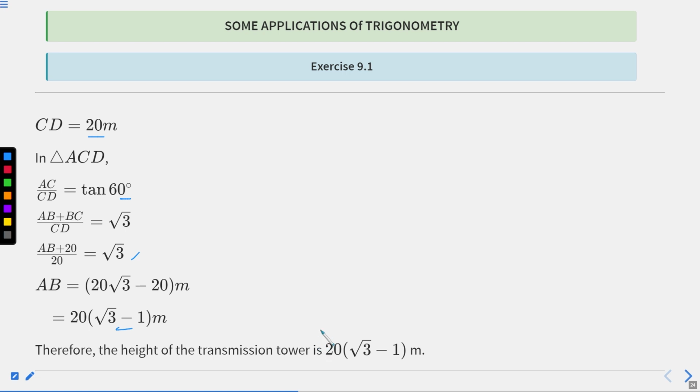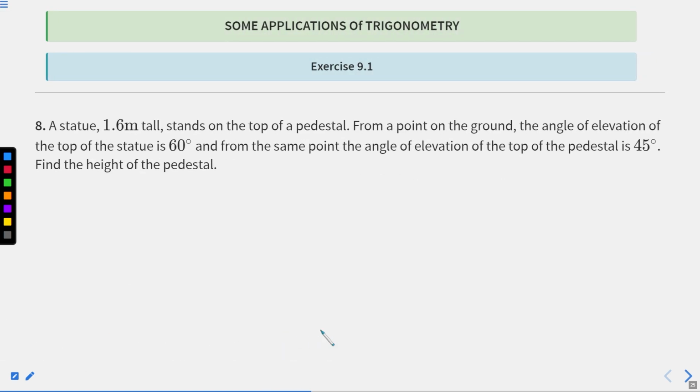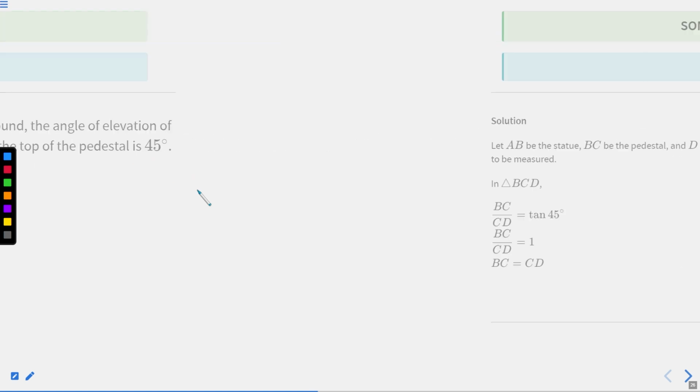And now let us move to the next exercise. Here we have a statue 1.6 meter tall that stands on the top of a pedestal. From a point on the ground, the angle of elevation of the top of the statue is 60 degree, and from the same point, the angle of elevation of the top of the pedestal is 45 degree. Find the height of the pedestal. So let us find the height of the pedestal.